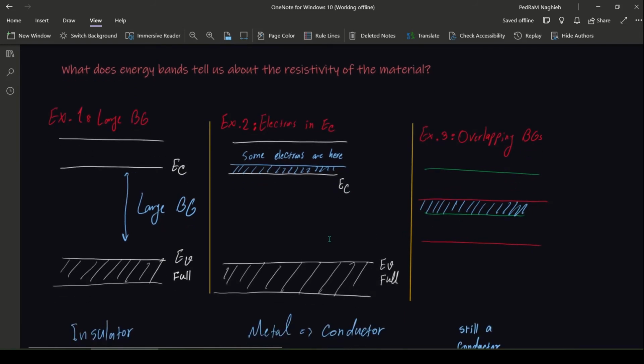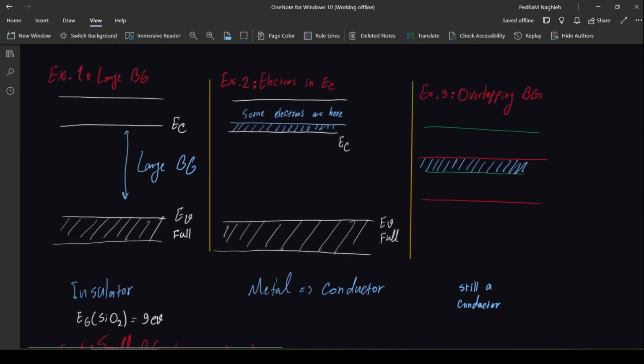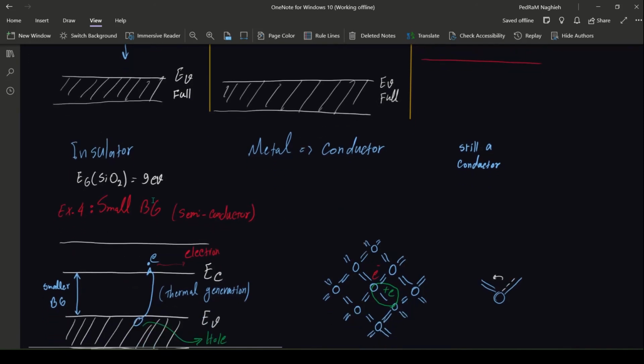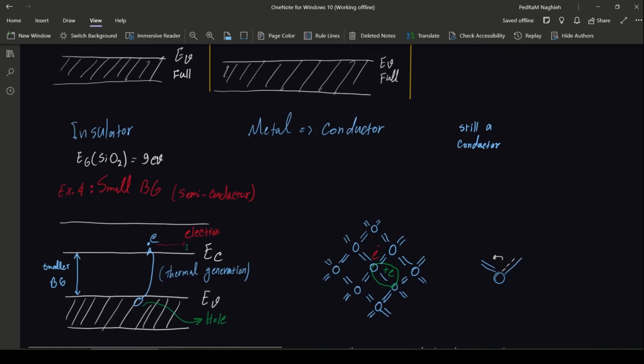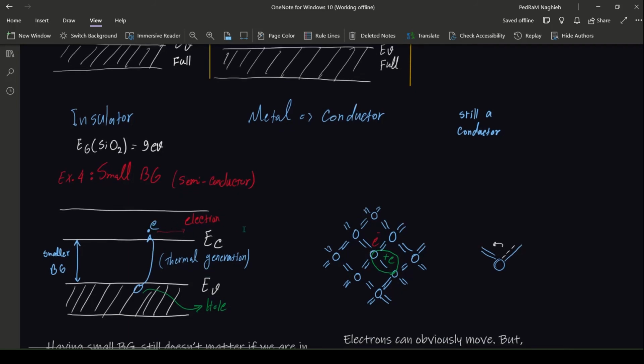Every one of them will be considered as something. This one is an insulator, this is a metal conductor, and this is still a conductor. And we have another one, which is our desired one, with a small band gap. So we have free electrons and holes. If we want to look at how this electricity moves, we can say electrons are moving and holes are moving in the opposite direction of electrons.